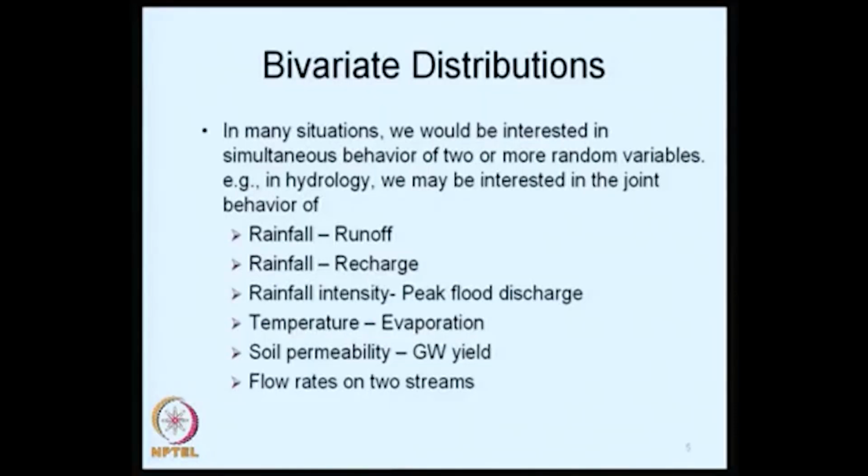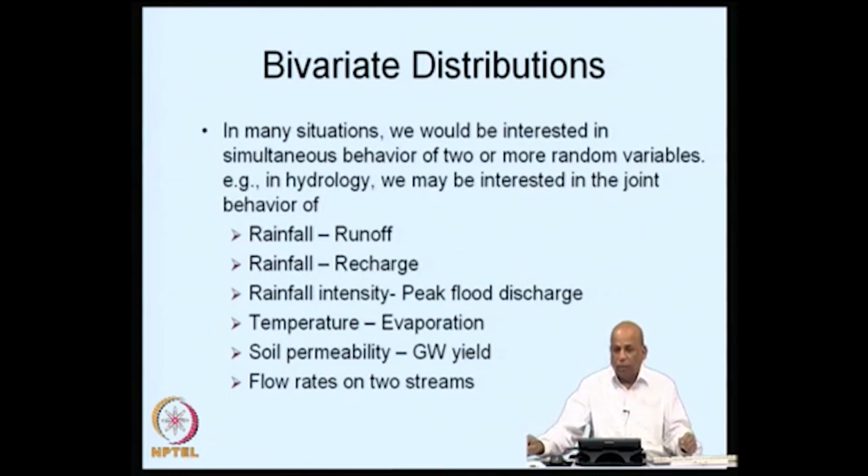Now, we go on to bivariate distributions. In the last class we covered a single random variable, the distributions of a single random variable. In hydrology, in many situations we come across problems where we would be interested in simultaneous behavior of 2 or more random variables. So, what we will do now is introduce the concept of a 2-dimensional random variable first and then generalize it to n-dimensional random variable.